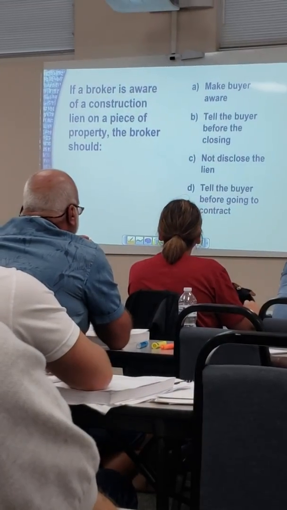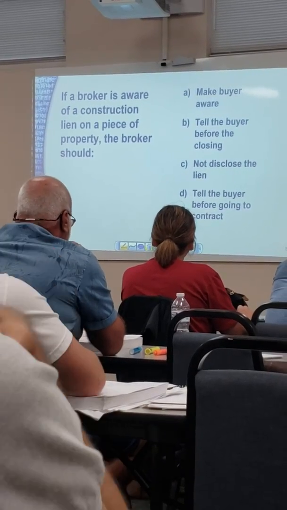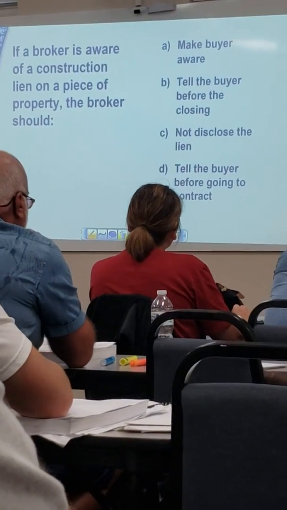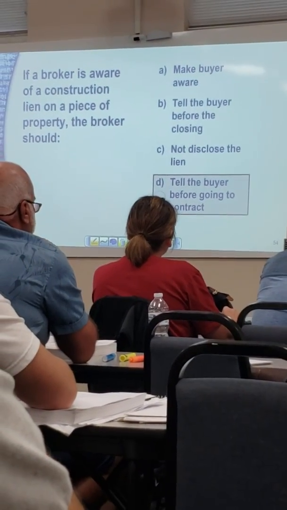Broker is aware of a construction lien on a piece of property. What should the broker do? Tell the buyer before closing. Yes, answer.